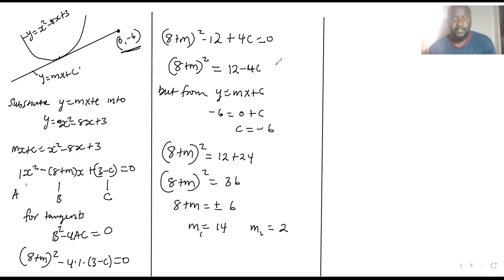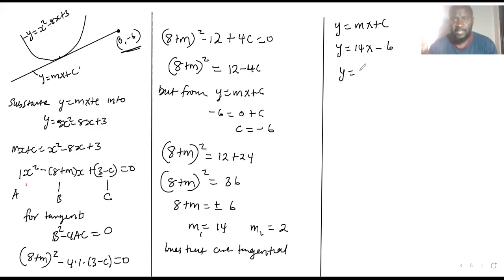I think that's fine. So therefore, the lines that are tangential will be, from y = mx + c, y = 14x - 6, y = 2x - 6. Okay, those become our equations of the lines that can be drawn from that point to the parabola.